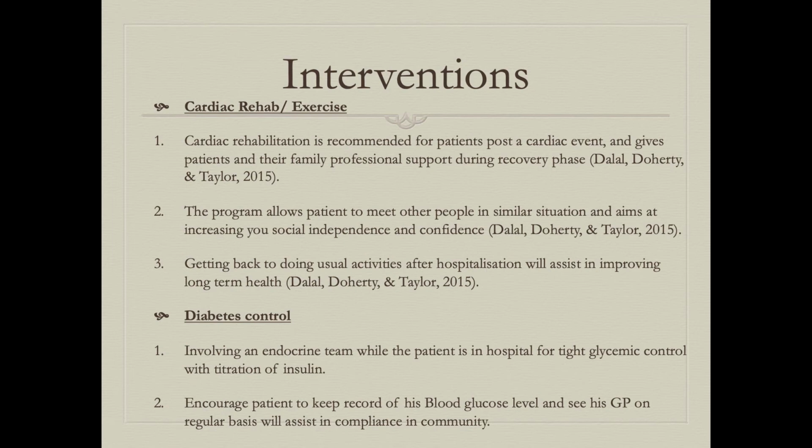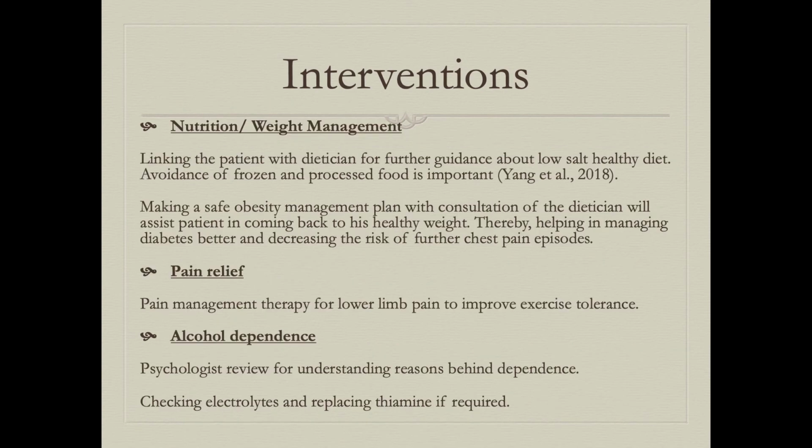Diabetic control. Patient's HbA1c was 9%, which depicts uncontrolled diabetes. Involving an endocrine team for medication titration will assist in achieving tight glycemic control, as diabetes is a risk factor of cardiac issues. Encouraging patients to be accountable for documenting and measuring their blood glucose level will assist in compliance.